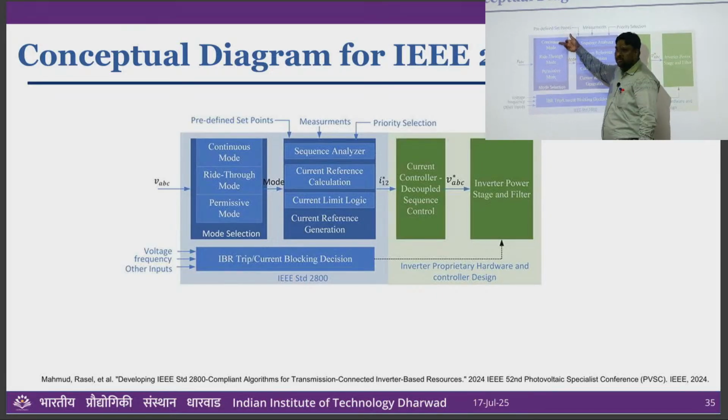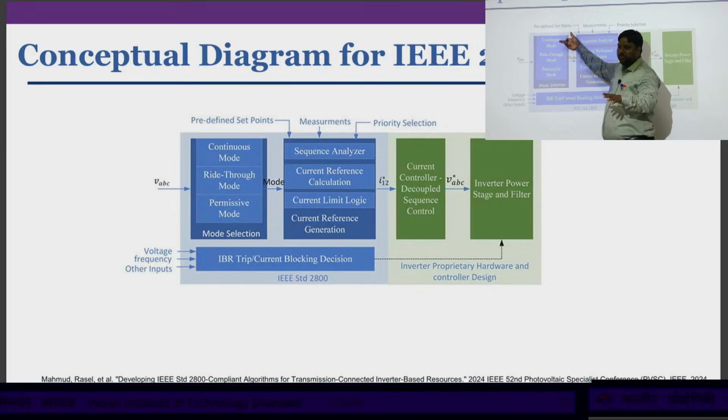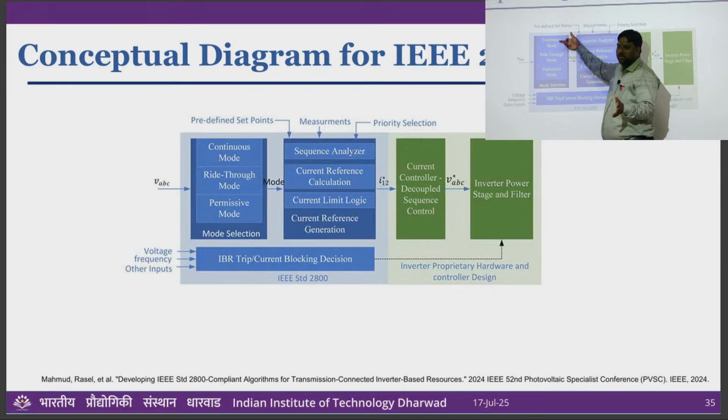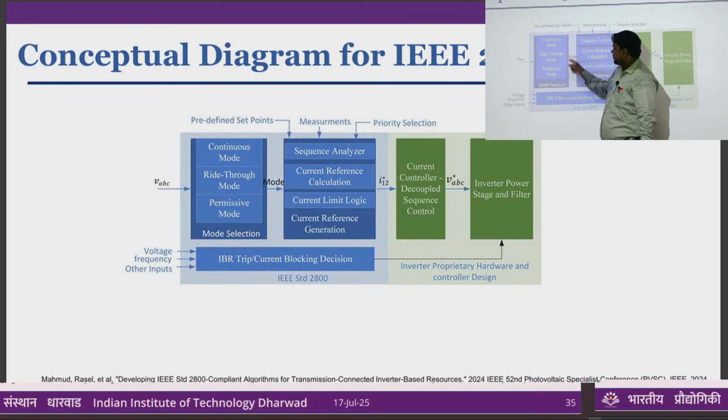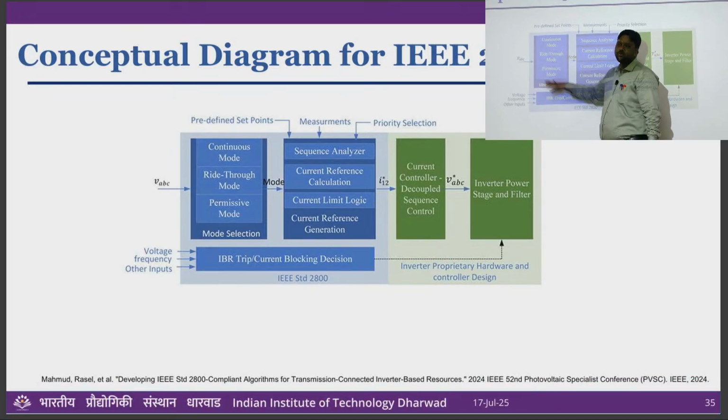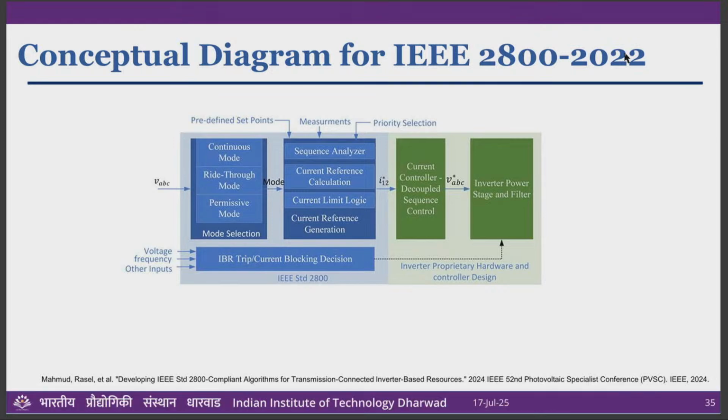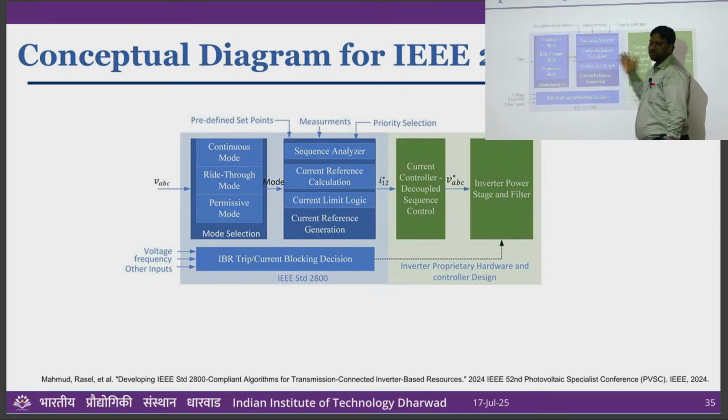Then this is continuous mode, normal operating condition, PQ capability, Q-V control, PF control, then ride through, fault ride through, low voltage ride through, high voltage ride through, all has to be there. So this will tell you which event is going on. It will give a mode selection, whether you want steady state, fault, whatever. Then based on the mode, this will give you the control signal to the inverter.